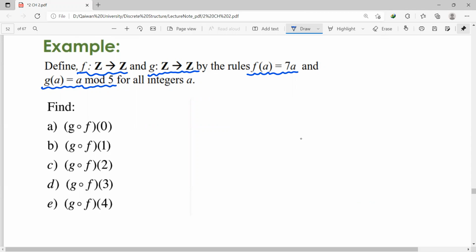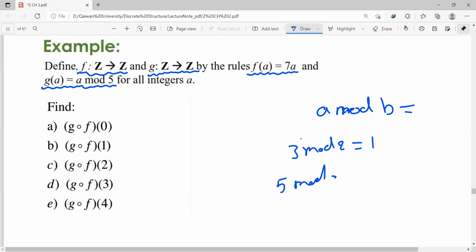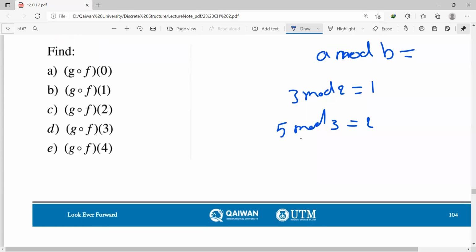Okay. When we say a mod b, it equals the remainder. For example, we say 3 mod 2 equals 1 because here we just get 1 as the remainder. For example, 5 mod 3. What's this? It's 2, is it? So 7 mod 4. It equals what? 7 divided by 4. What's left? 3.